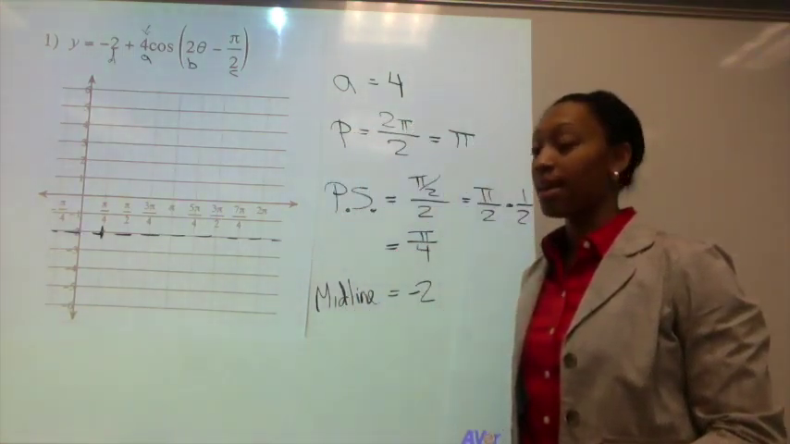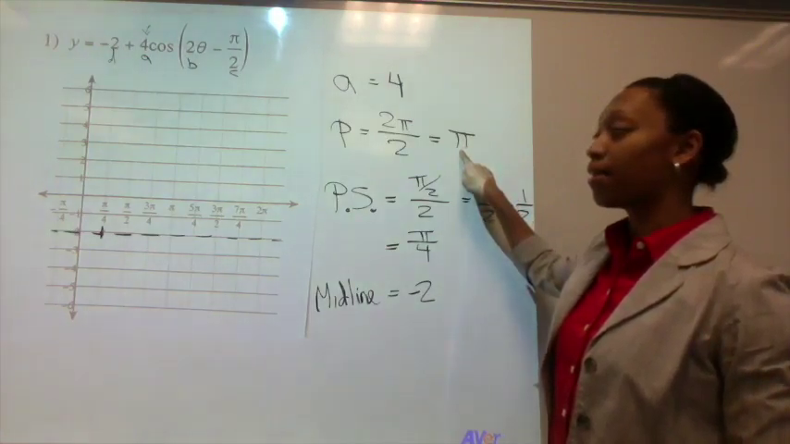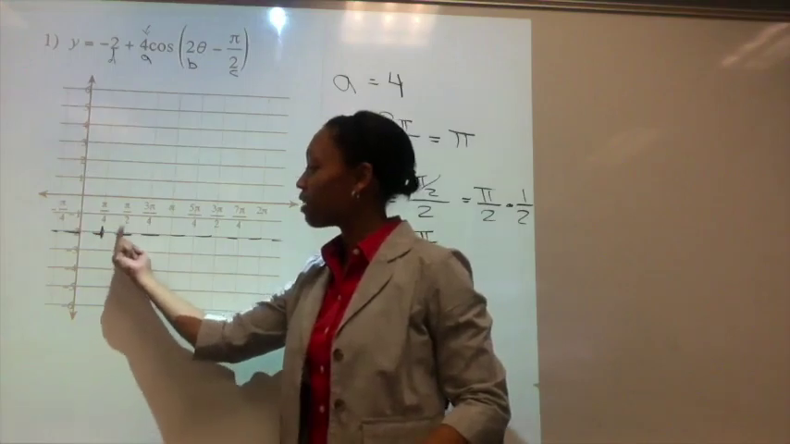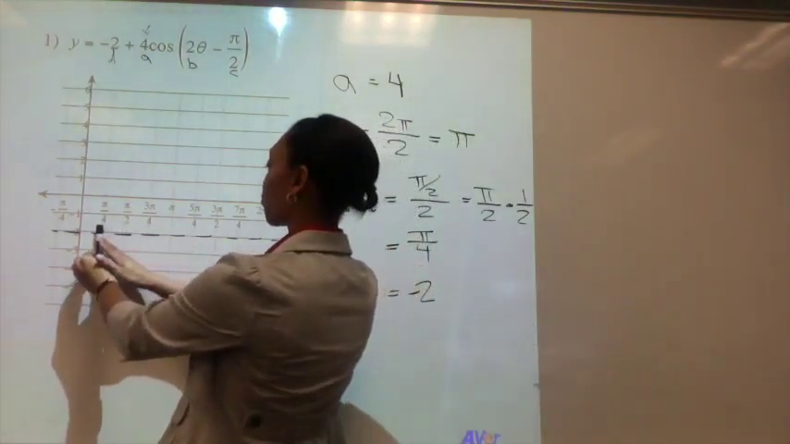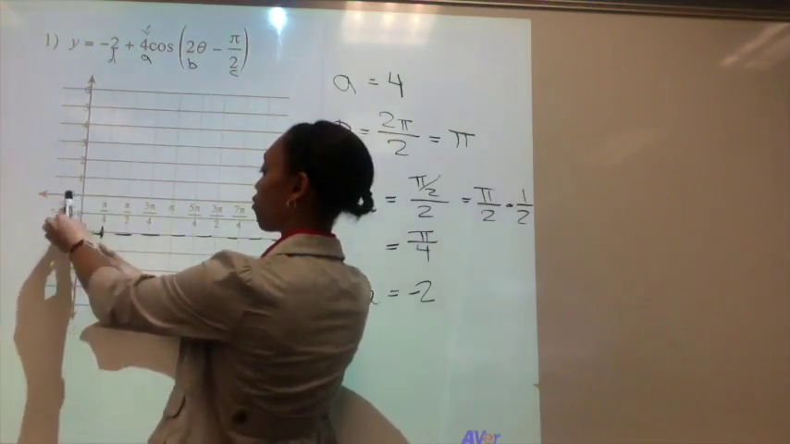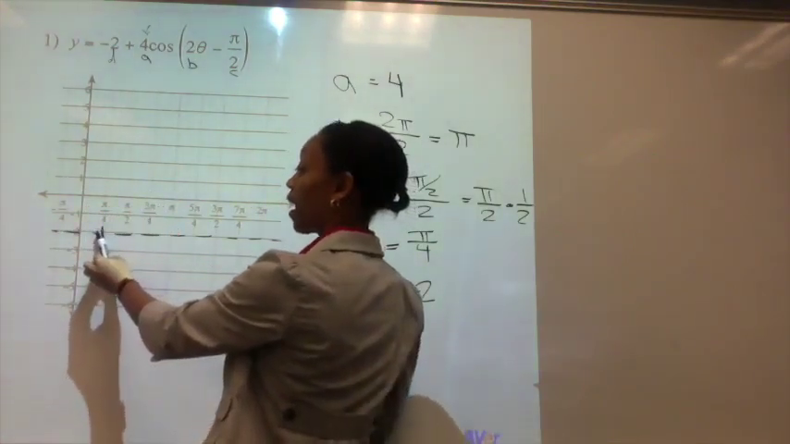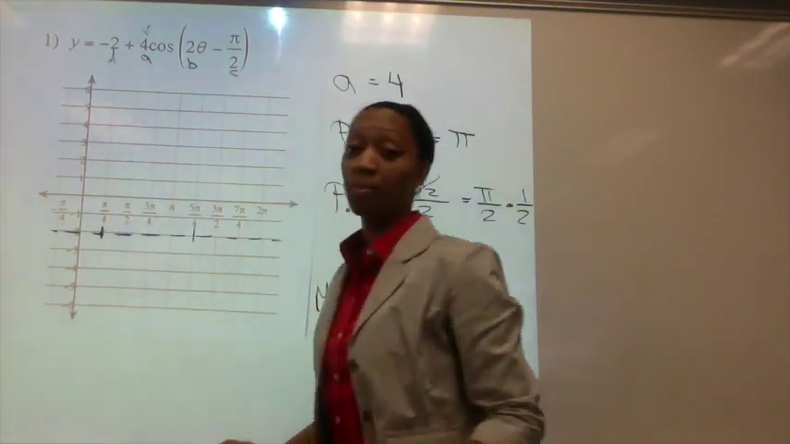All right, and my period is pi. So my period being pi, I need to add pi to this to find out where I end. So let's see, I'm starting here. I can see that every square is 1/4 of a pi. So 4 squares makes a full pi, so I'm going to add 4 squares. 1, 2, 3, 4. This is where I'm ending.